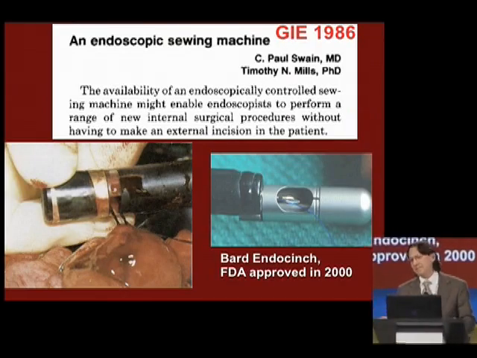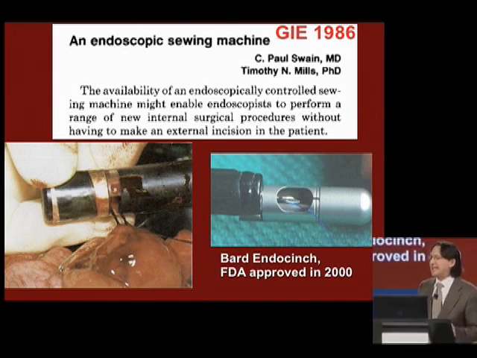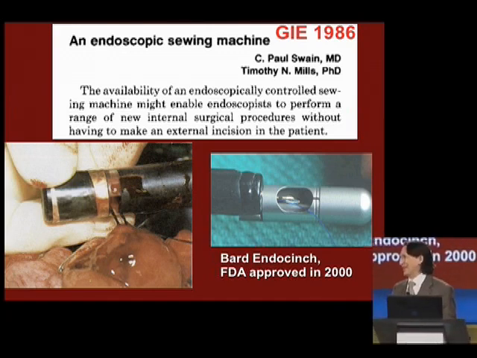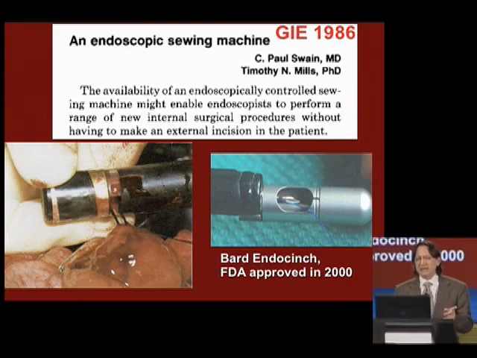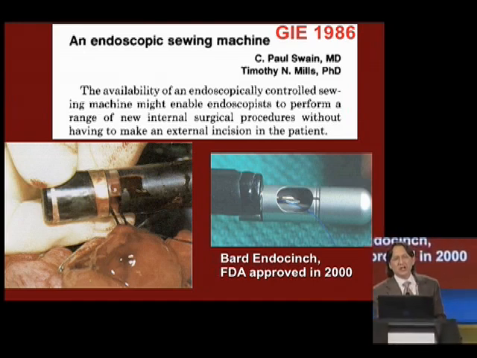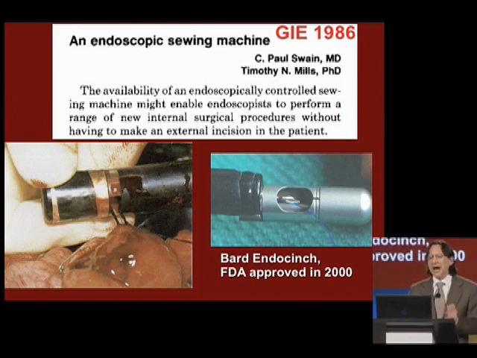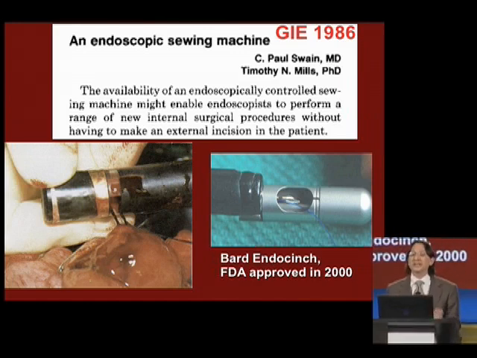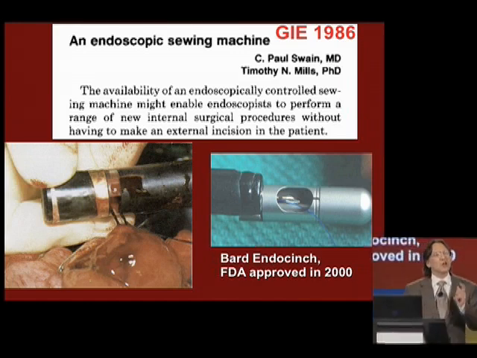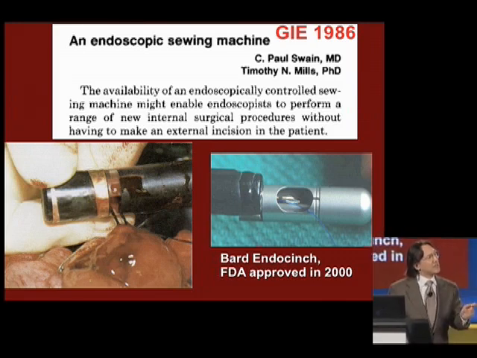Paul Swain reported back in 1986 on one of his inventions, his many inventions, the endoscopic sewing machine, and he wrote, "It will enable endoscopists to perform a range of new internal surgical procedures without having to make an external incision in the patient." We're talking about the endoscopist becoming a surgeon with the capability of stitching.